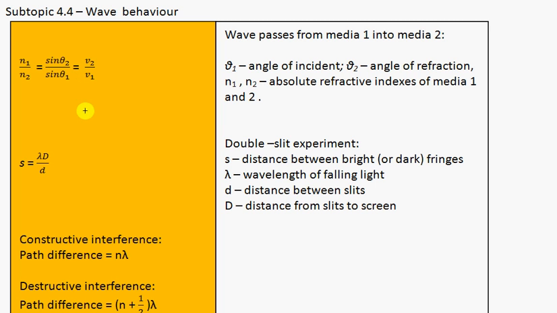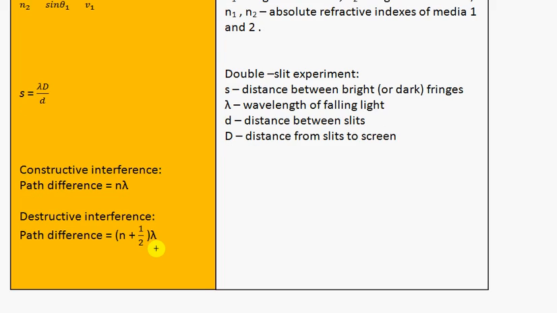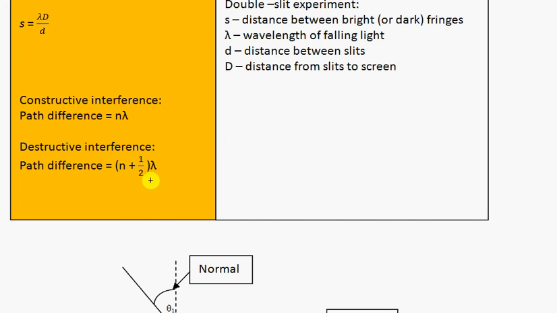Also you should know about the double slit experiment. s is the distance between bright or dark fringes, lambda is the wavelength, d is the distance between slits, capital D is the distance from the slits to the screen. Later on I will show you the picture. Constructive interference takes place when the path difference is n lambda, destructive when the path difference is (n plus half) times lambda.